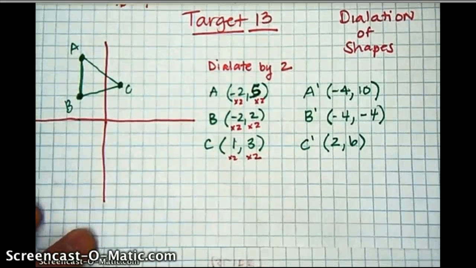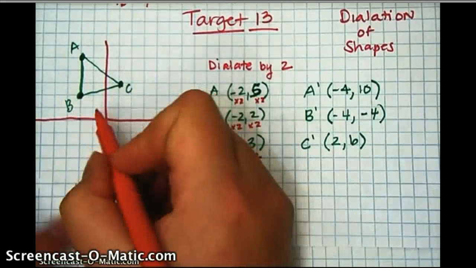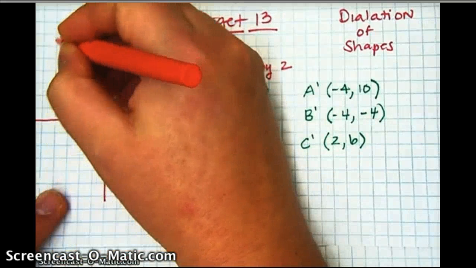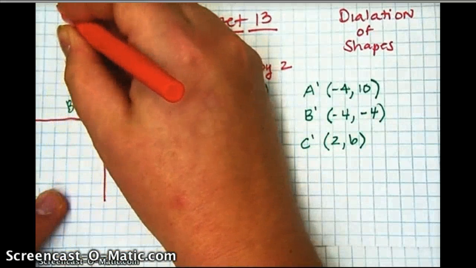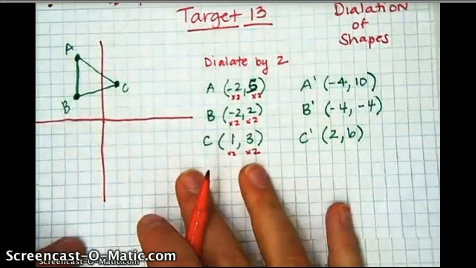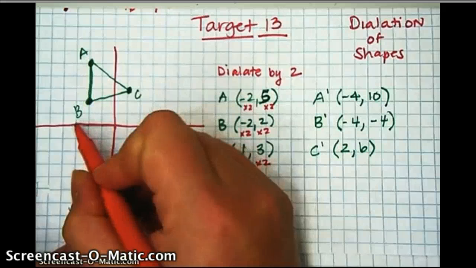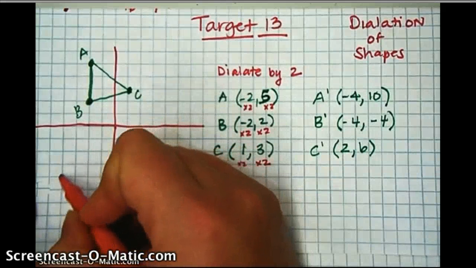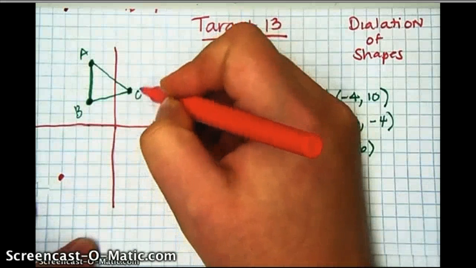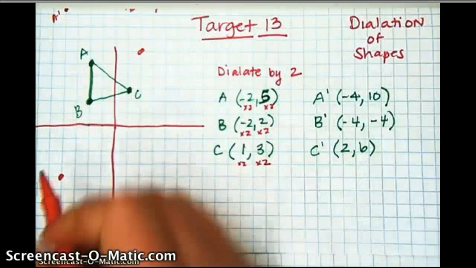We've just dilated our shape. Now we just need to plot our new points. So -4, 10: 1, 2, 3, 4, 1, 2, 3, 4, 5, 6, 7, 8, 9, 10. Almost off my graph paper. Okay, I can fold it a little bit. The new B is at -4, -4: 1, 2, 3, 4, 1, 2, 3, 4. And the new C is 2, 6: 1, 2, 1, 2, 3, 4, 5, 6.